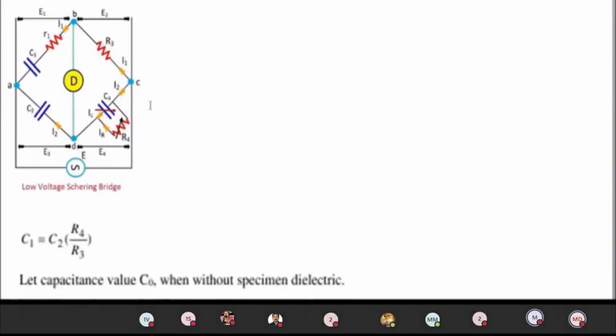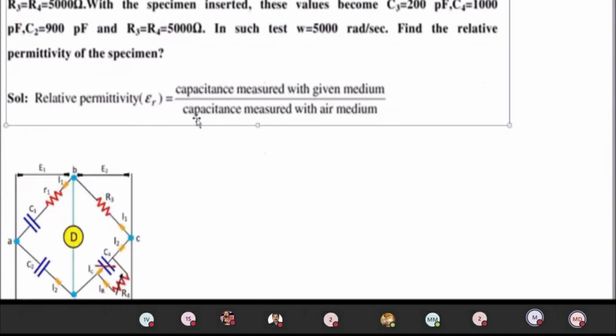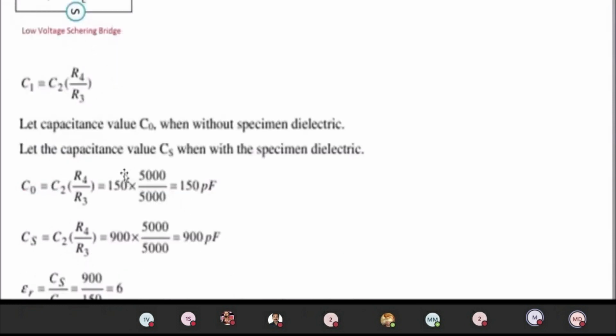So you can see the bridge also here, you have to remember. In the question itself it has been specified as low voltage Schering bridge. So for remembrance I am showing this diagram on the screen. So you can directly move with the formula. Once you know the low voltage Schering bridge formula, you have to use it. C1 is equal to C2 into R4 by R3.